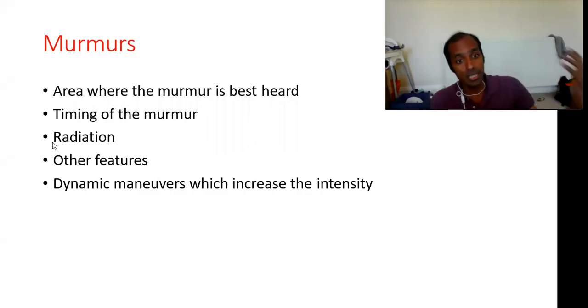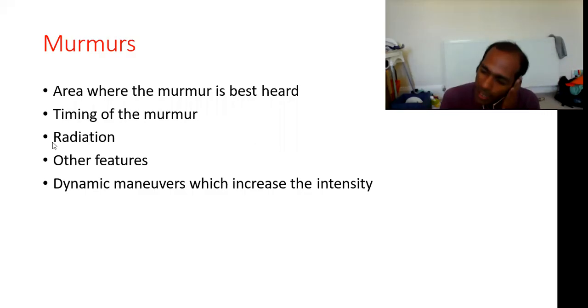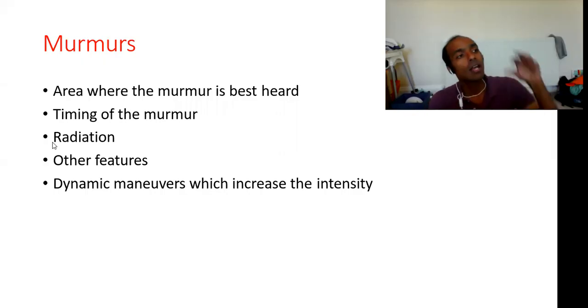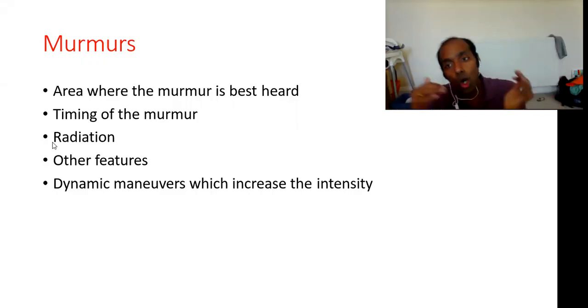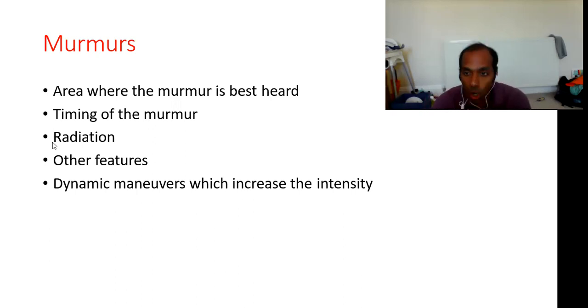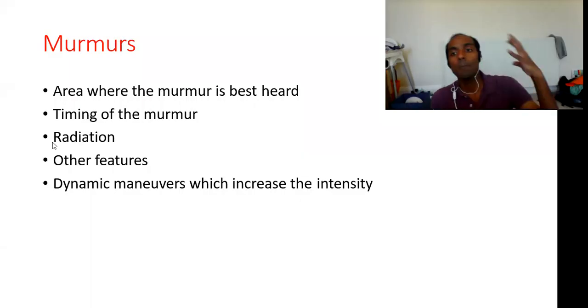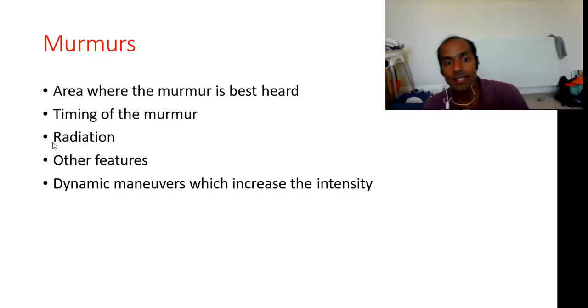Time the murmur, systole or diastole. I think I might have told this to you, but again for revision, you time it always with the carotid pulse. If a murmur corresponds with the carotid pulse, that is a systolic murmur. If the murmur and the pulse come separately, that is a diastolic murmur. So the easy way to do it: systolic, pulse and murmur come together at the same time. Diastolic murmur, pulse and murmur come separately. So that is the timing of the murmur.